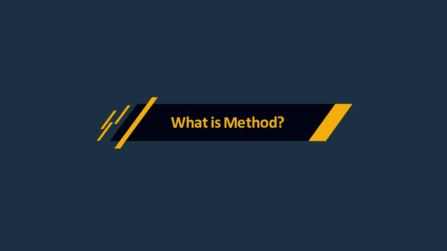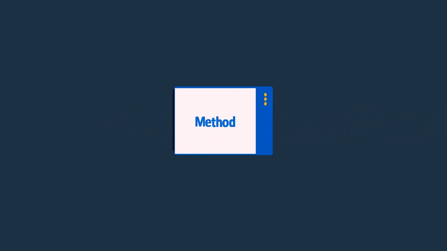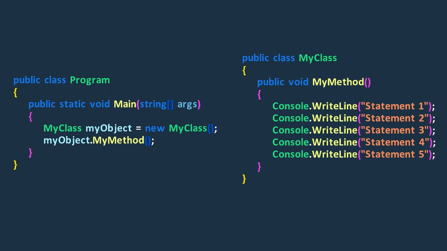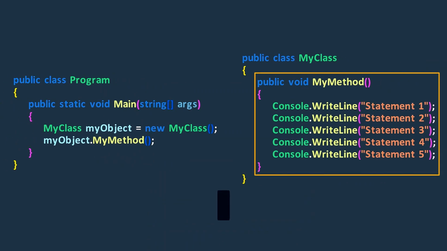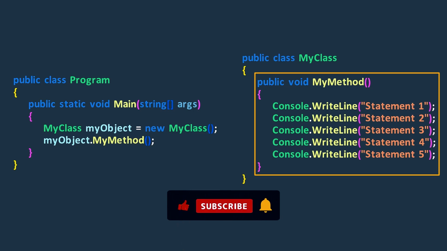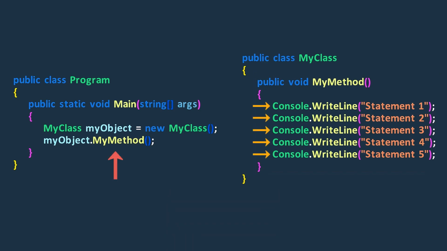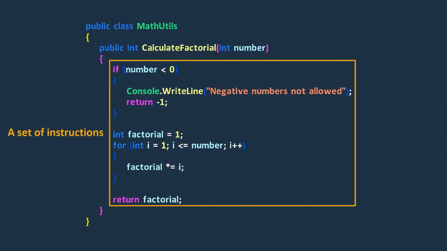What is a method? In simple terms, a method is like a block of code that does a specific job. In C# programming, a method is a block of code that contains a series of instructions. When we call a method, we make those instructions run. You can think of a method as a set of instructions that tell the computer how to do a particular task.